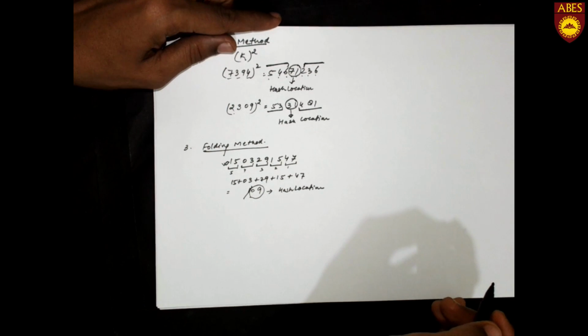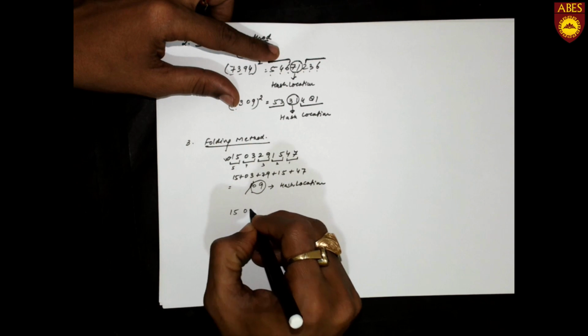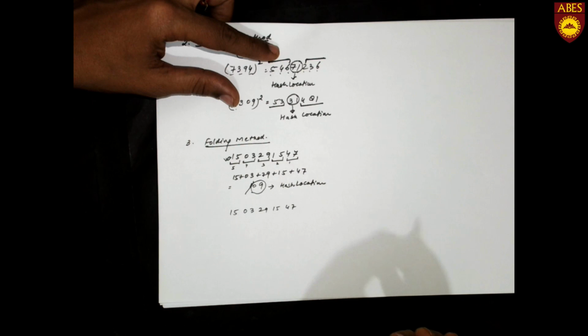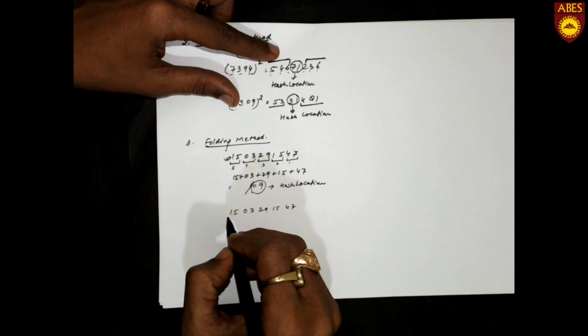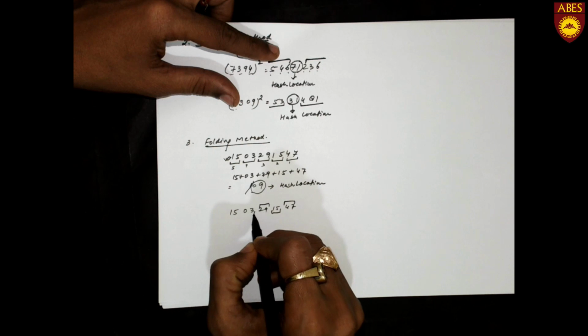There is a variation of the folding method that suggests, let's say we have 1503 2915 and 47. So this is the key, and what I do is take the group of the numbers in pairs of 2.